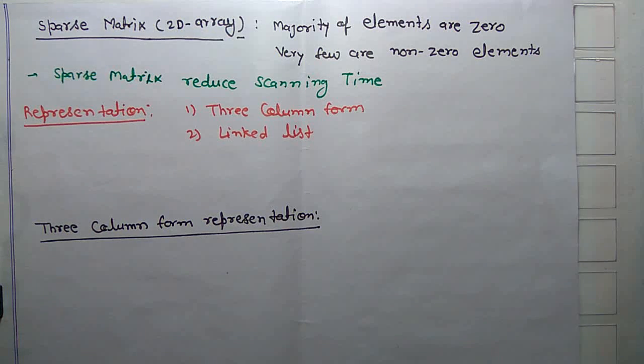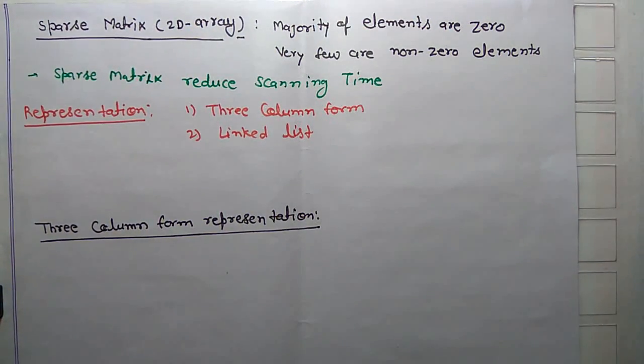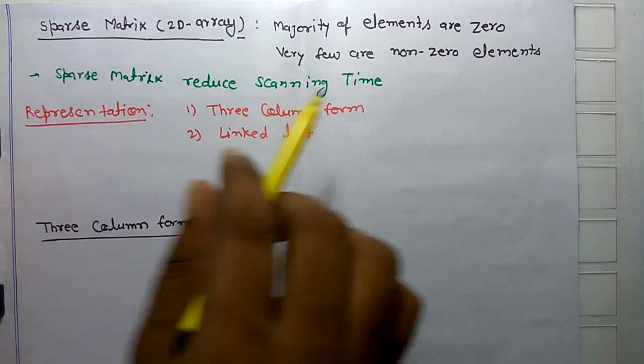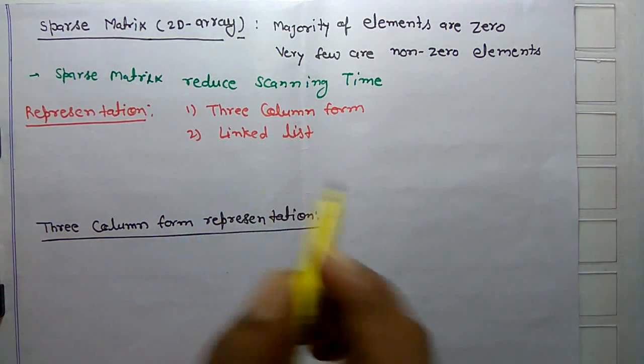Hi, today we are going to learn sparse matrix, also known as sparse array. A matrix is a two-dimensional array. In a sparse matrix, the majority of elements are zero and very few are non-zero elements.